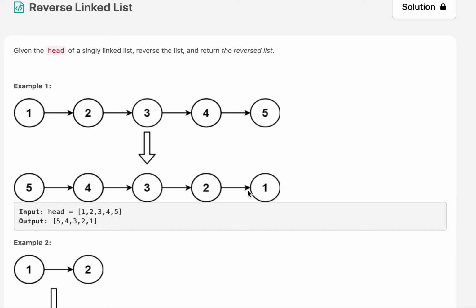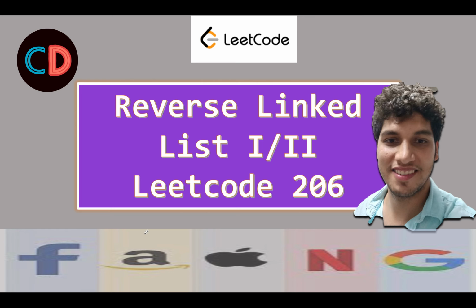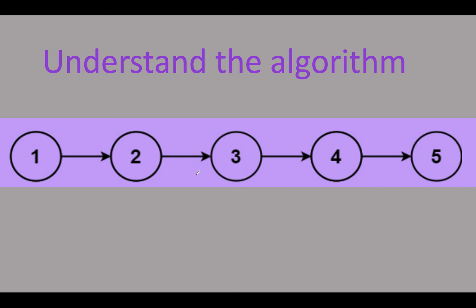So moving on to the presentation that I have created. Reverse linked list 1 and 2, Leetcode 206. In this question, we are given the head of the linked list. We need to reverse this linked list in place. You can't create a new linked list out of this, which is in reversed order. You have to do it in place.